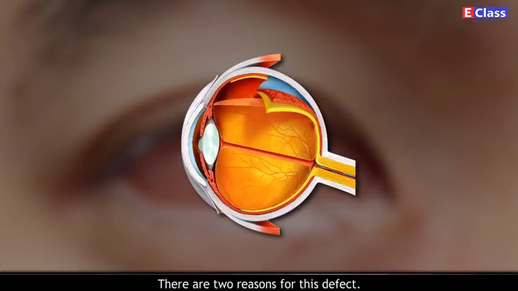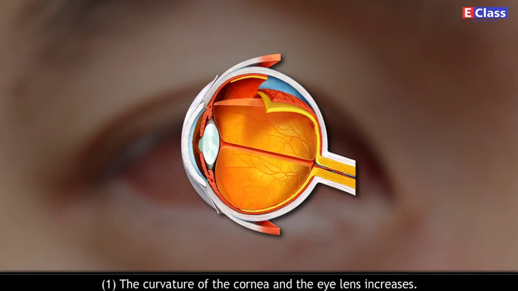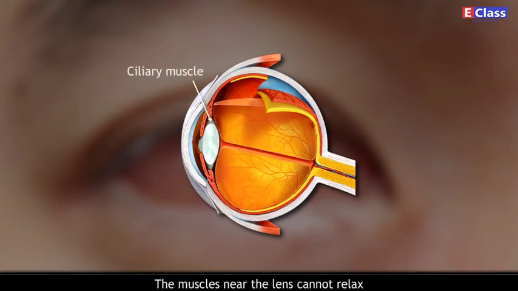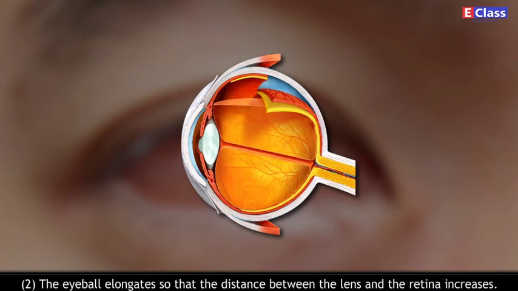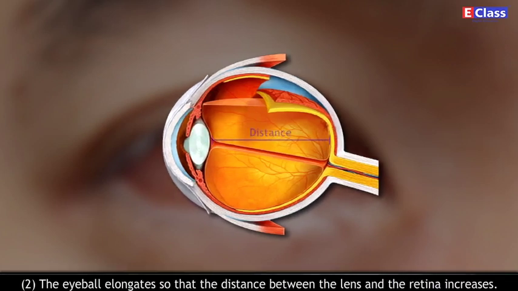There are 2 reasons for this defect. 1. The curvature of the cornea and the eye lens increases. The muscles near the lens cannot relax so that the converging power of the lens remains large. 2. The eyeball elongates so that the distance between the lens and the retina increases.